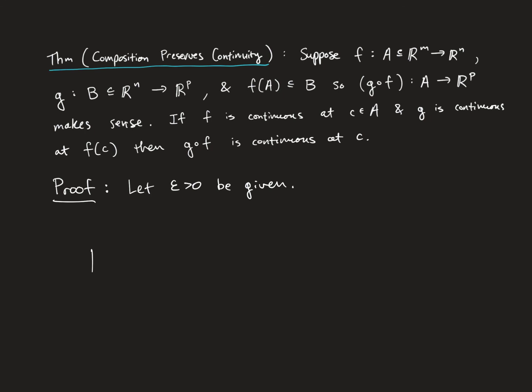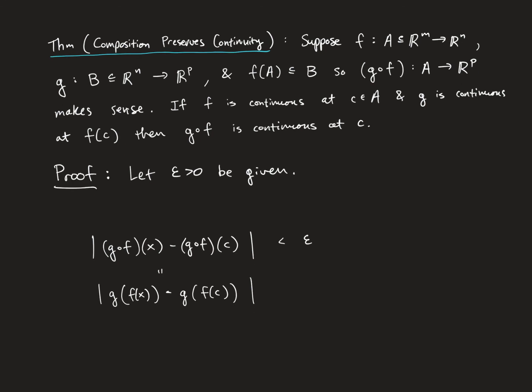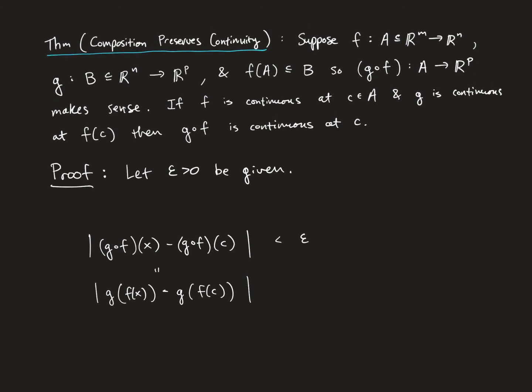So what we want to control is g composed with f at x and g composed with f at c. We want to make that less than epsilon, right? Okay, so this is g of f of x minus g of f of c. And one thing we know is that g is continuous at f of c, right?